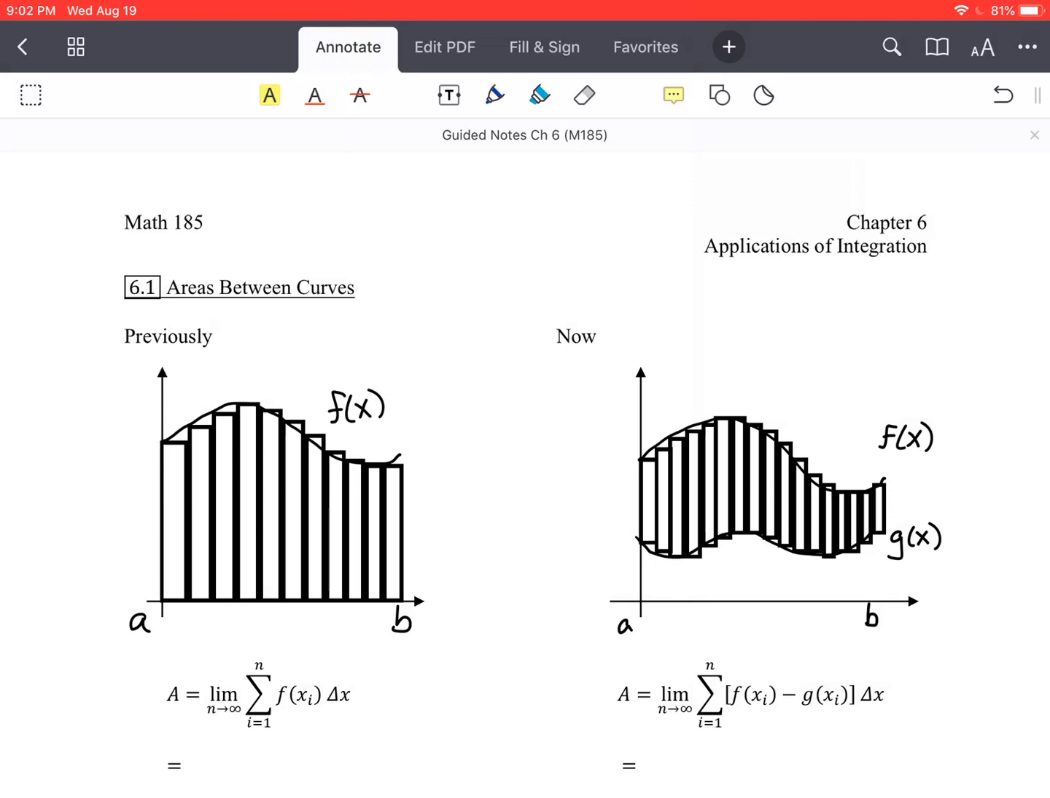Hi everyone, welcome to our first lecture of Math 185. So we're going to get started here in Chapter 6, so we're doing Section 6.1.